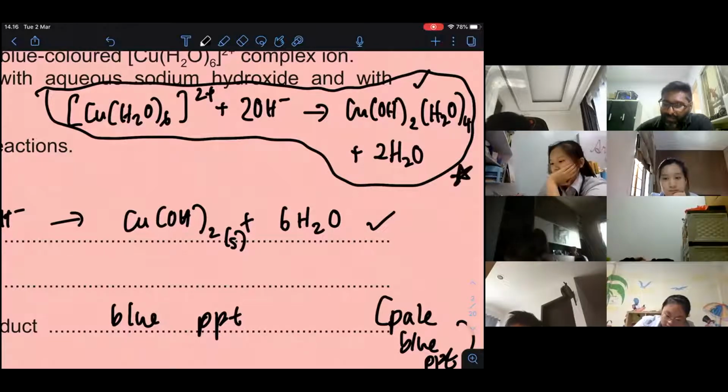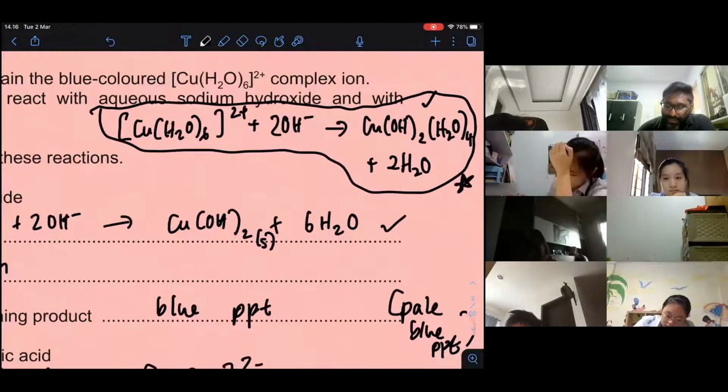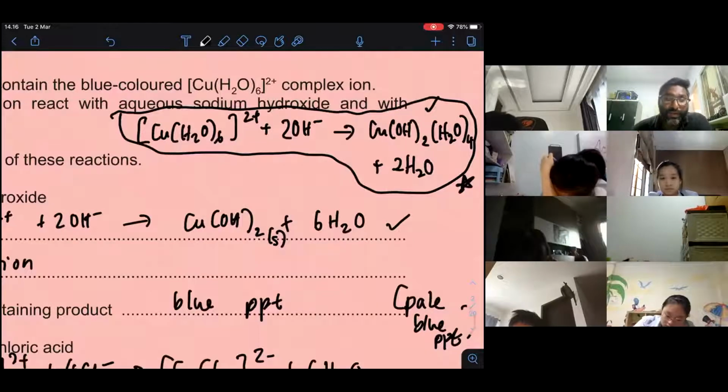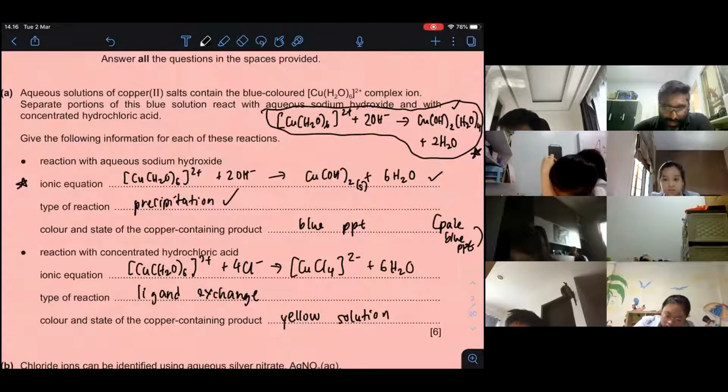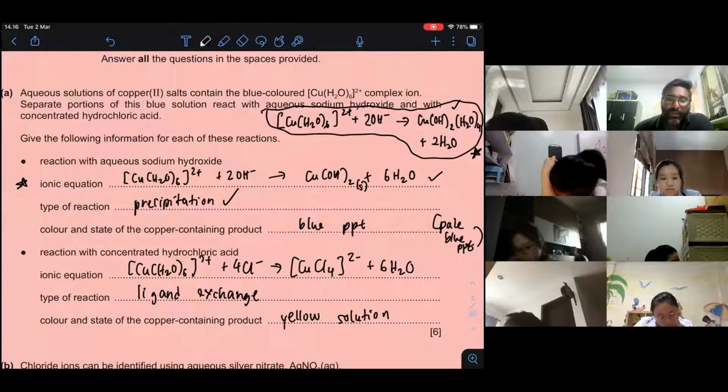Because it's still going to give you the precipitation reaction. So this is a precipitation reaction. So it will be the color and the state of the copper containing product. It's going to be a blue precipitate, in solid form. So blue precipitate will do, no need to say blue solid.